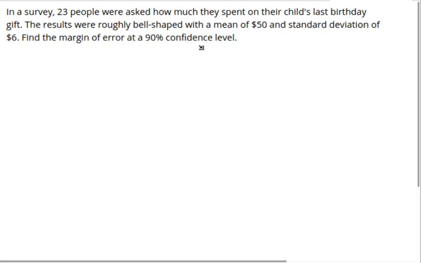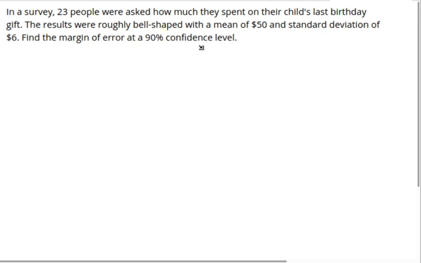In a survey, 23 people were asked how much they spent on their child's last birthday gift. The results were roughly bell-shaped with a mean of $50 and a standard deviation of $6. Find the margin of error at a 90% confidence level.